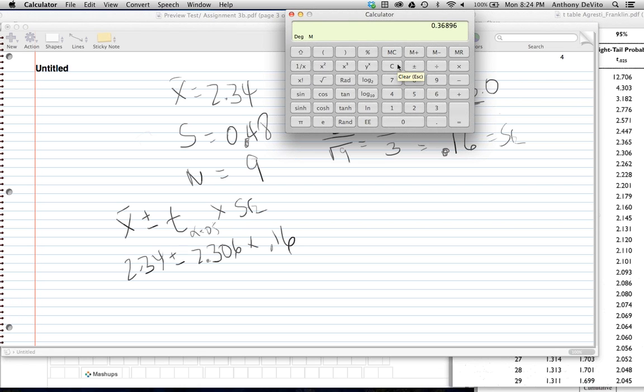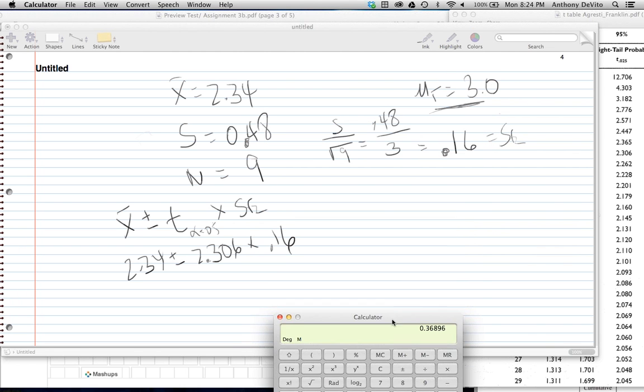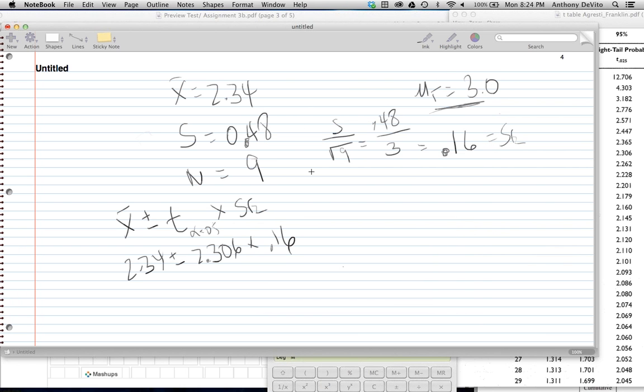So this whole thing comes out to be 0.36. So it comes out to be 2.34 plus or minus 0.36, right? So it's going to come out to be roughly 1.98 to, adding it to the other side, 2.7. Roughly something like that. Okay, so if we all agree with that, that's our confidence interval.